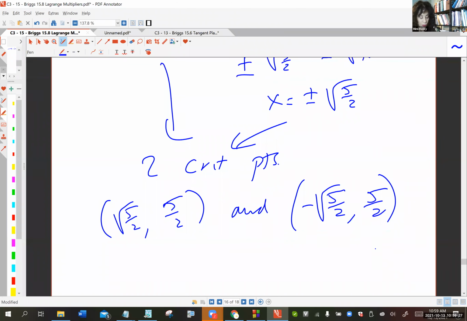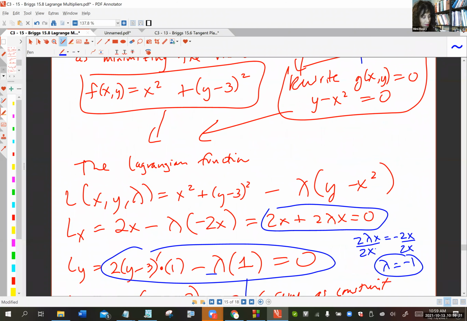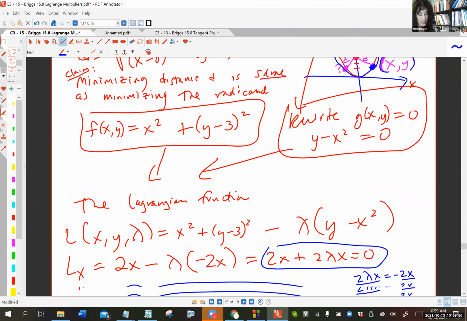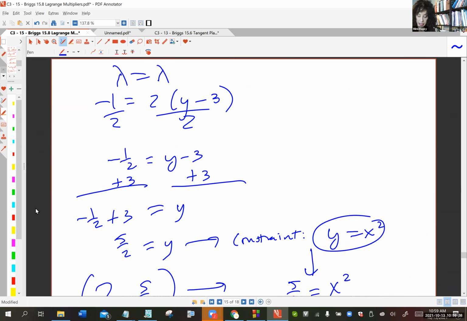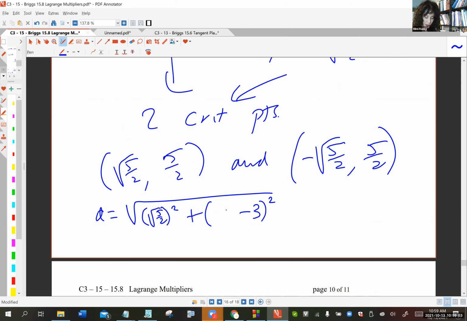So we have the critical points. Now, what is the actual minimum distance? Because I think they wanted that. They said minimize the distance. So you got to make sure that you follow directions and get everything here. So you're like, okay, well, remember the distance was the square root of the x minus 0, so square root of 5 halves squared plus the y minus 3 squared. So you put your y in there.